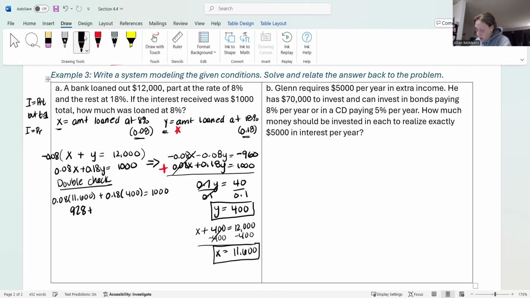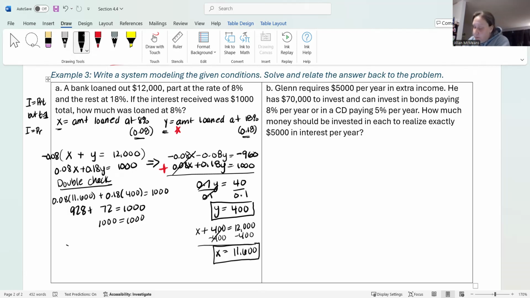We're going to take 0.18 times 400, and that gives us 72. And we need to make sure that 928 plus 72 really does equal 1,000, and it does. So we've been able to double check our answer. So we were able to solve. We determined that $400 was loaned out at 18%, 11,600 was loaned out at 8%, and we were able to check it against our interest formula as well, or our interest equation.